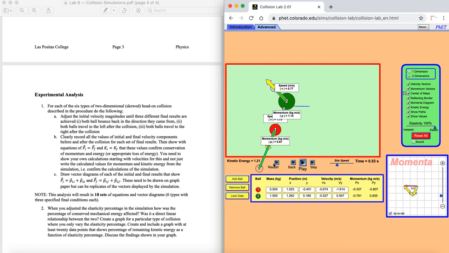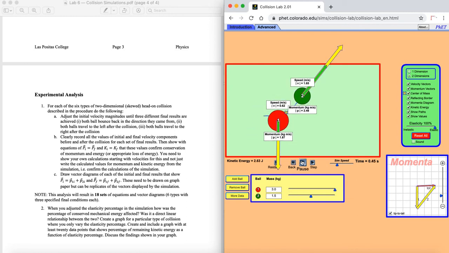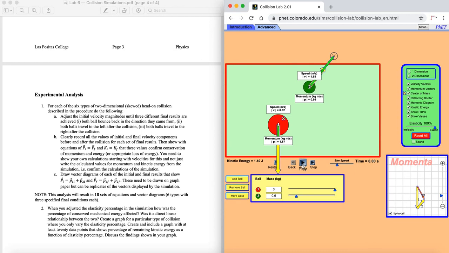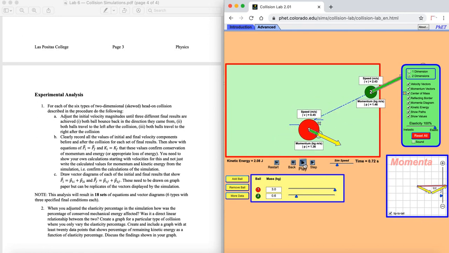Well, let's go ahead and reset. What are we going to change in that case? Well, let's just make red really massive. All right, see if that works. Almost. Let's make green less massive. Okay, let's reset again. Okay, there we go. That works. Okay, so you get the idea.